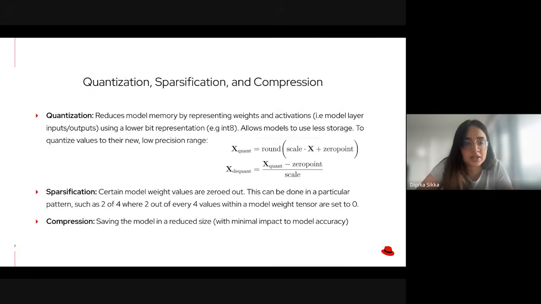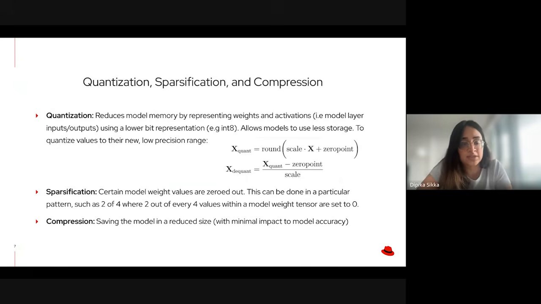Next slide. So quantization refers to reducing the model memory by representing the weights and activations, in other words, the model's inputs and outputs, using a lower bit representation, such as int 8. This allows the models to use less storage. And essentially what we're trying to do when we quantize is identify a scale and zero point, which when applied to the model weights, puts them in their new lower bit precision, such as int 8 or FP8.